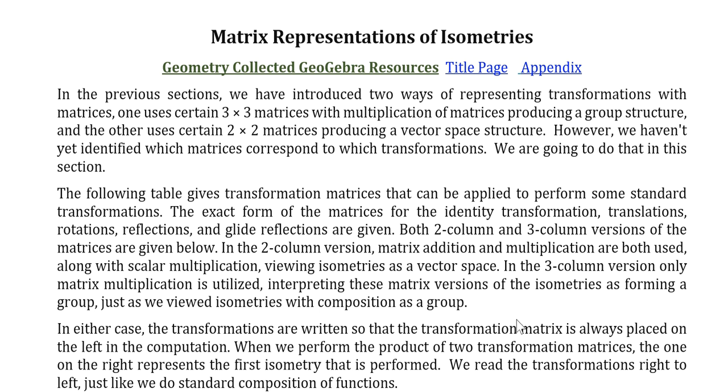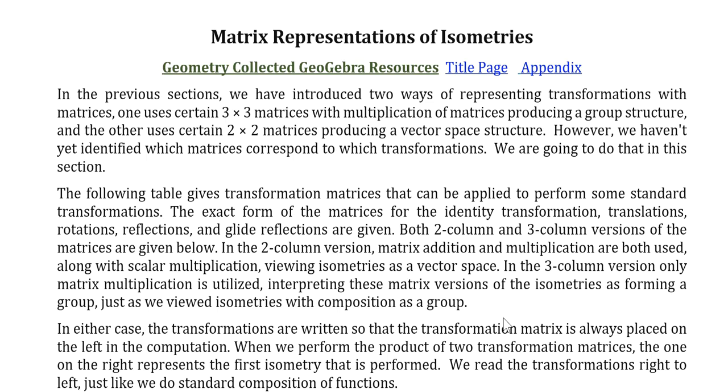In the 2-column version, matrix addition and multiplication are both utilized, along with scalar multiplication, viewing isometries as a vector space. In the 3-column version, only matrix multiplication is utilized, interpreting these matrix versions of the isometries as forming a group, just as we viewed isometries with composition as a group. In either case, transformations are written so that the transformation matrix is always placed on the left in the computation. You put the point matrix on the right, and you put the transformation matrix on the left, and the resulting product is the image of that.